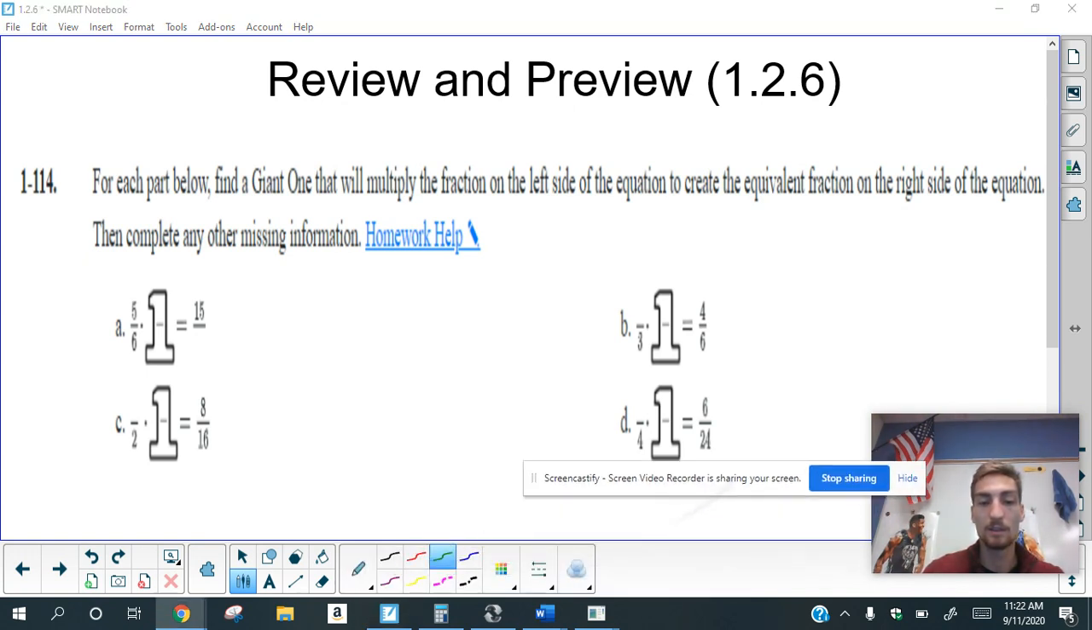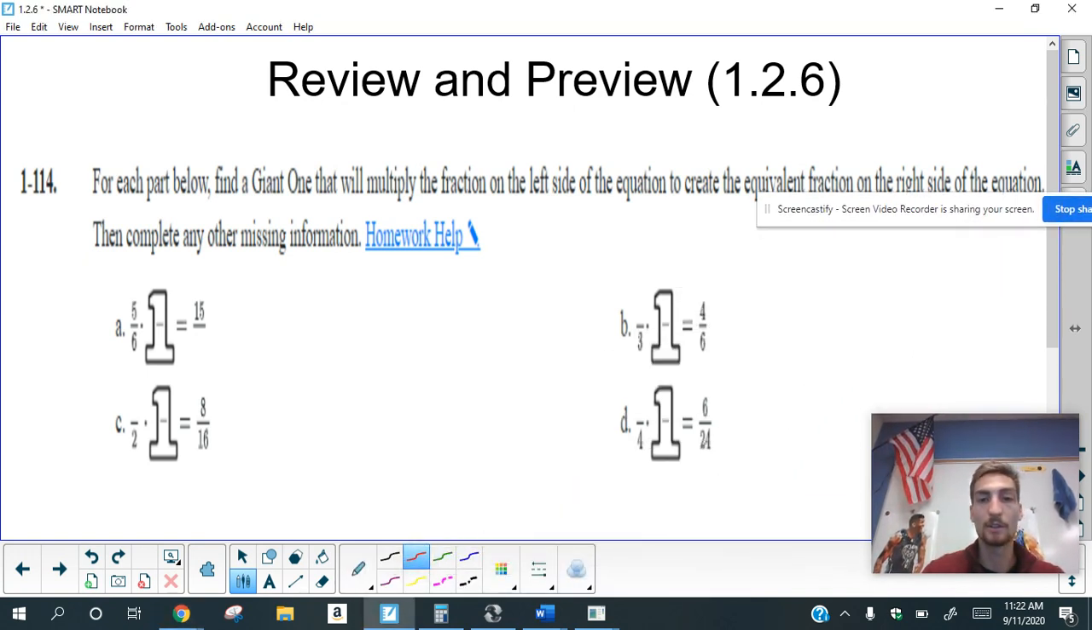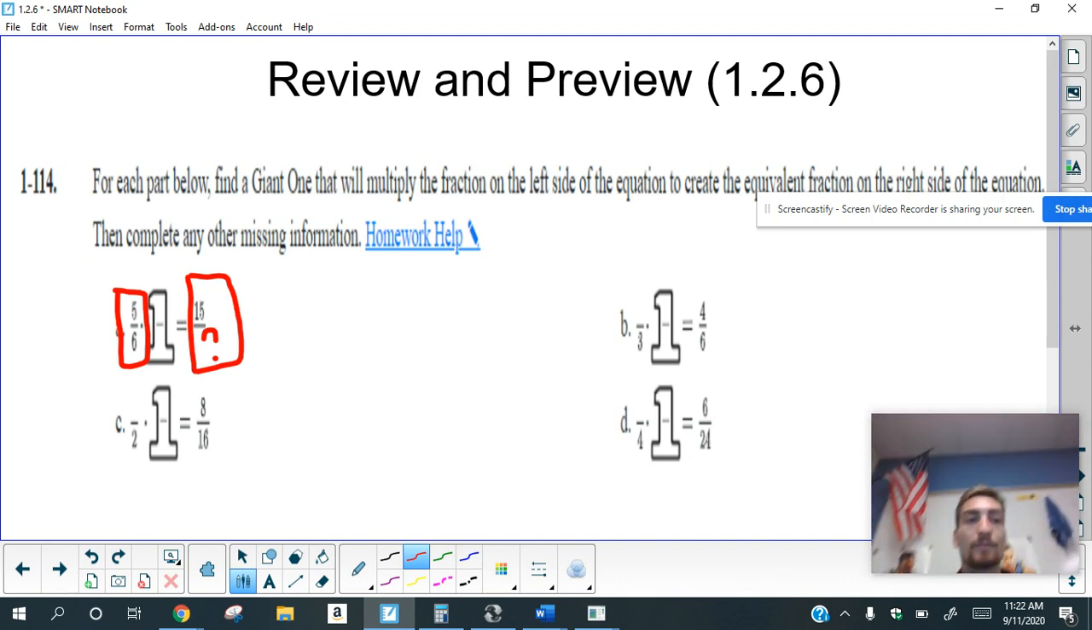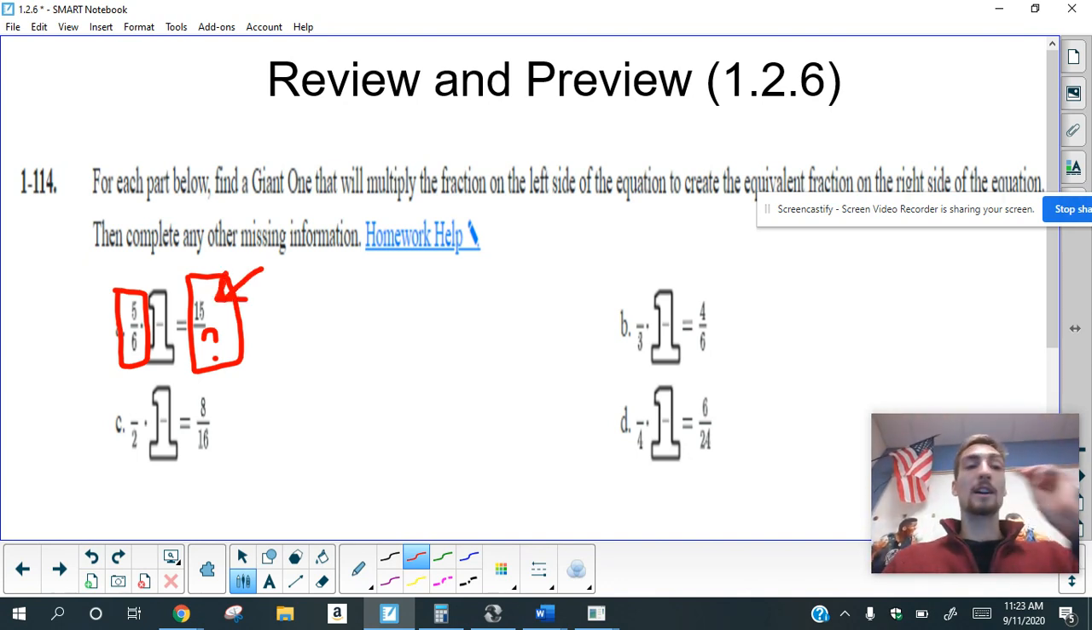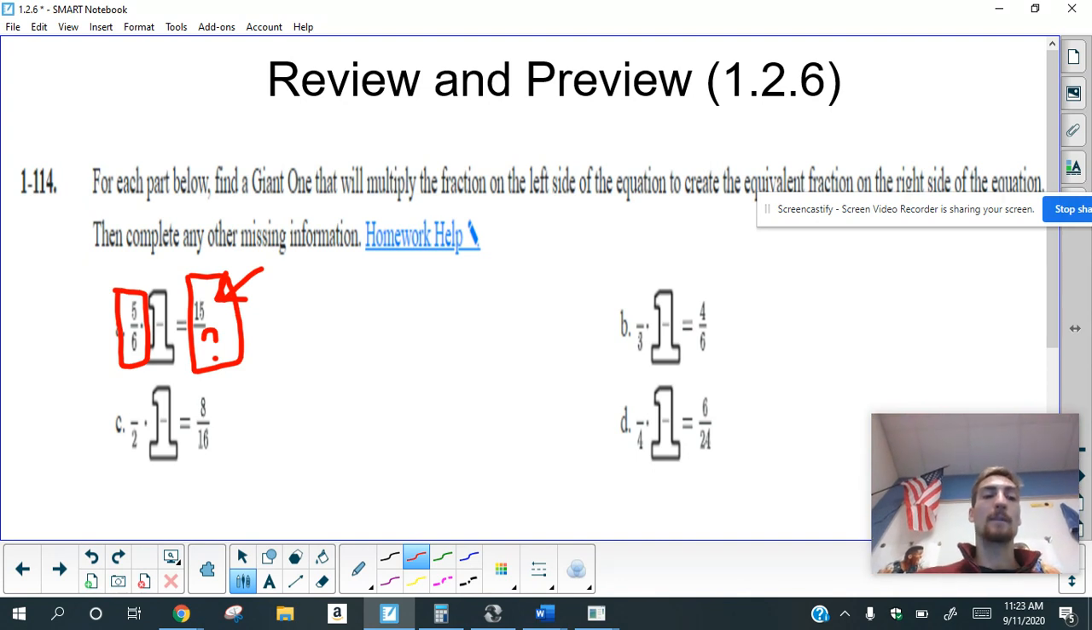All right, so it just told us that the fraction on the left side of the equation is equal to the fraction on the right side of the equation, okay? So 5/6 is going to be equal to 15 over a missing number. And we're trying to figure out what that missing denominator is. So if the desired numerator is 15, then we have to figure out what we must multiply 5 by to get to that number. All right, so 5 multiplied by what number is going to give us 15?